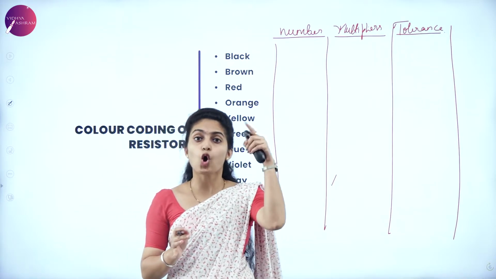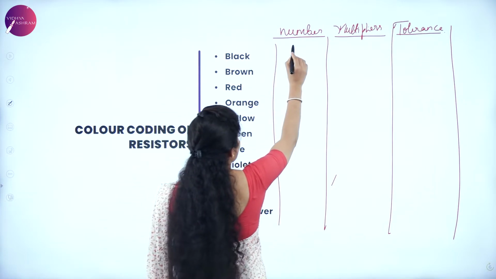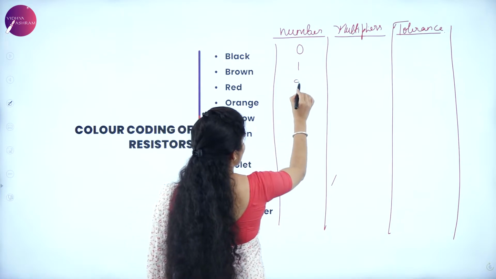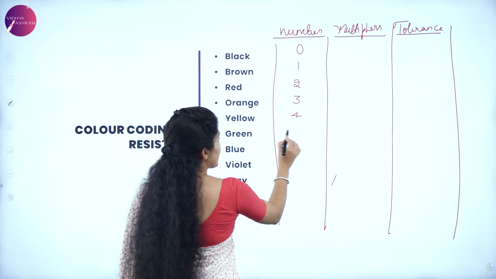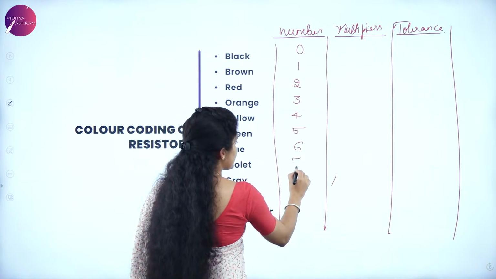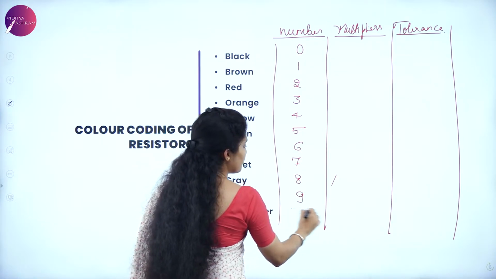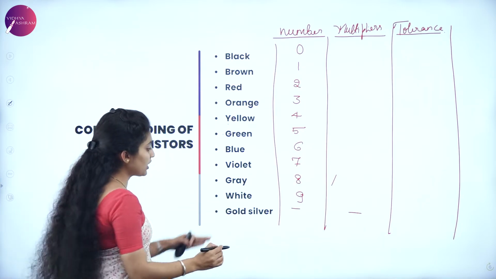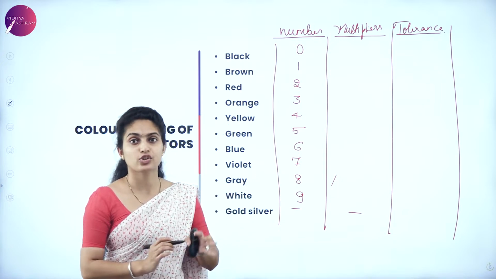We start from the whole number, that is 0. Black 0, brown 1, red 2, orange 3, yellow 4, green 5, blue 6, violet 7, grey 8, white 9, wherein we leave the 2 lines of gold and silver. Gold is a separate color, silver is a separate color. Let us give the tolerance to them because they have certain tolerance.